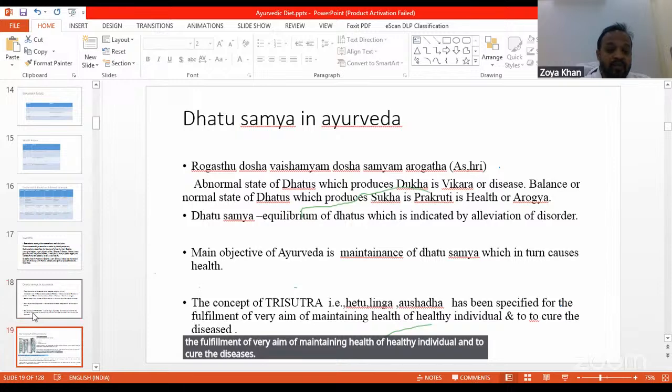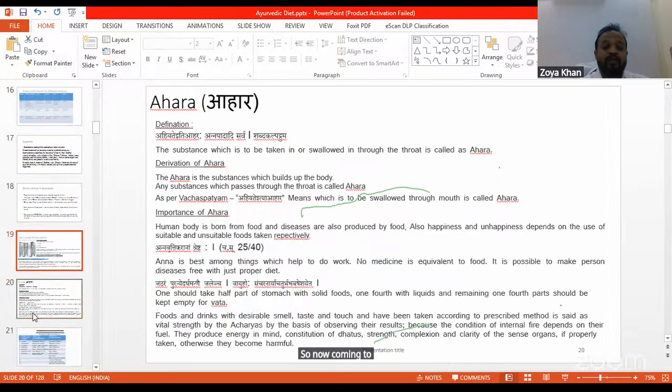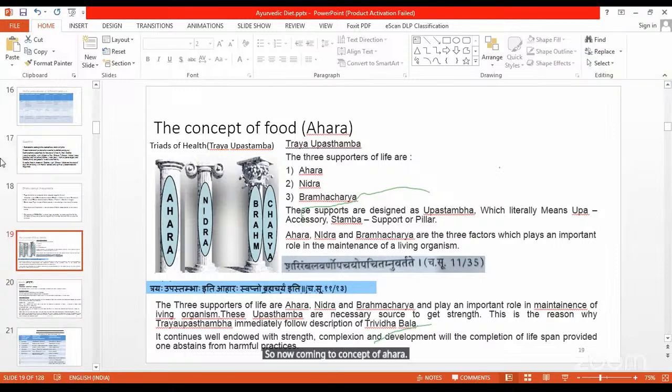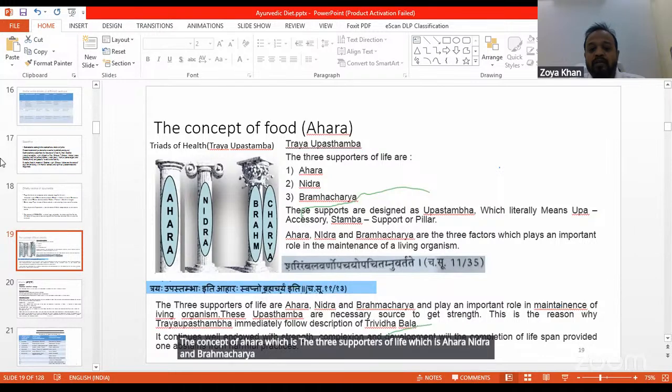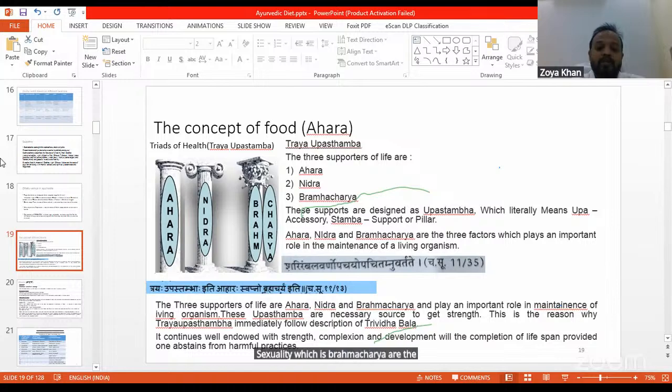So now coming to the concept of ahara. The concept of ahara, which is Traya Upastamba, the three supporters of life: ahara, nidra, and brahmacharya. These supports are designated as Upastamba, which literally means Upa, accessory, and Stamba, support or pillar. Ahara is food, Nidra is sleep, Brahmacharya is abstinence from sexuality. These are the three factors which play an important role in the maintenance of a living organism.